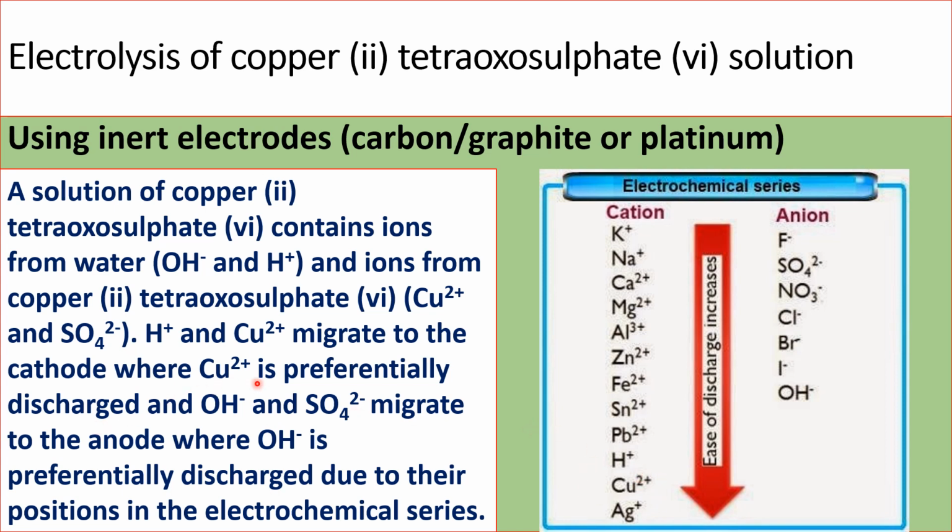At the same time, hydroxide ion and tetraoxosulfate(VI) ion will both migrate to the anode, but hydroxide ion will be the one discharged. This is the tetraoxosulfate(VI) ion and this is the hydroxide ion. The tetraoxosulfate(VI) ion is more electronegative, while the hydroxide ion is less electronegative. Therefore, hydroxide ion will be discharged at the anode.